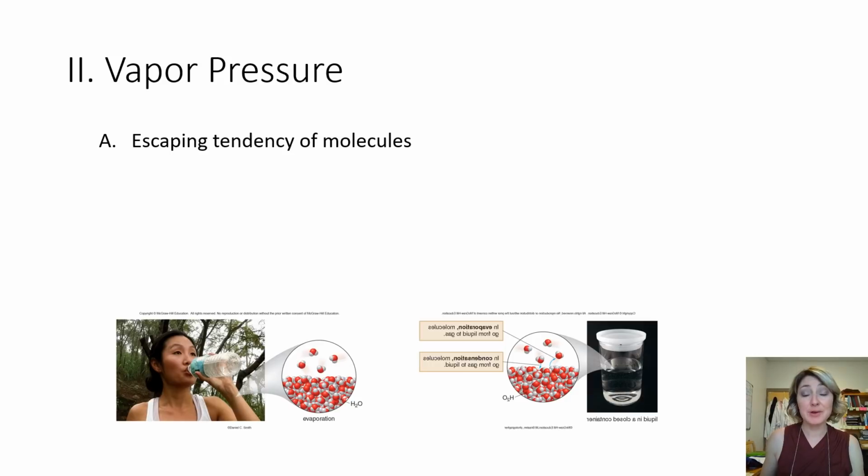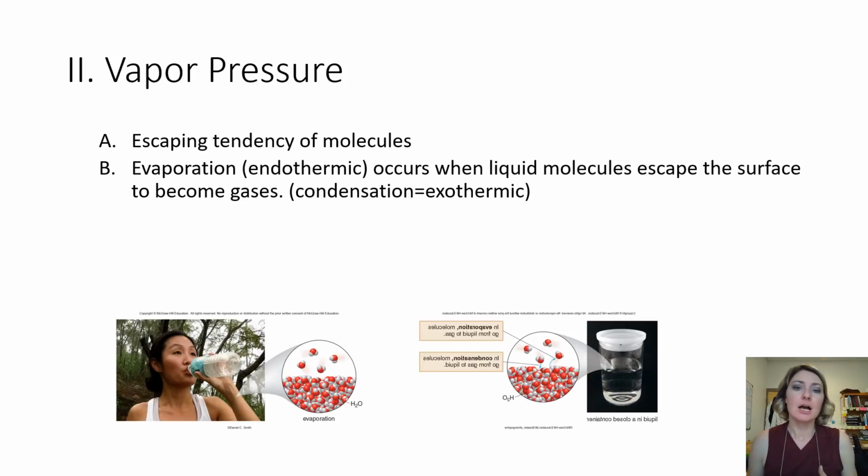All right, vapor pressure, we're talking about liquids now specifically. Vapor pressure is the escaping tendency of molecules, which is a little bit vague. When we talk about vapor pressure, we have to first talk about evaporation, which occurs when your liquid molecules are going to escape the surface to become gases. So these molecules that are on the surface tend to have more energy and they're able to more readily escape to the gaseous phase. You will absorb energy. This is an endothermic process to go from liquid to gas.